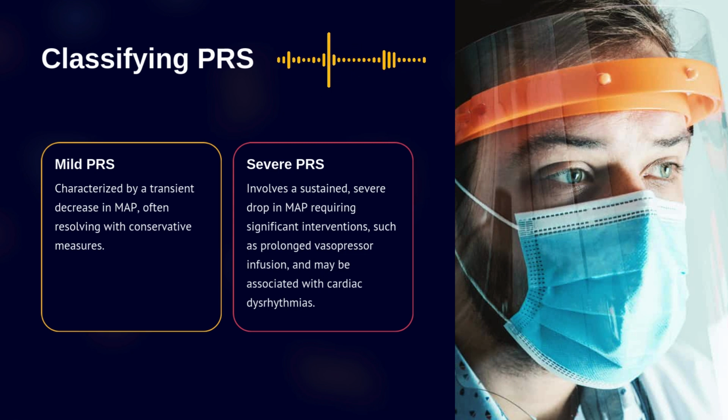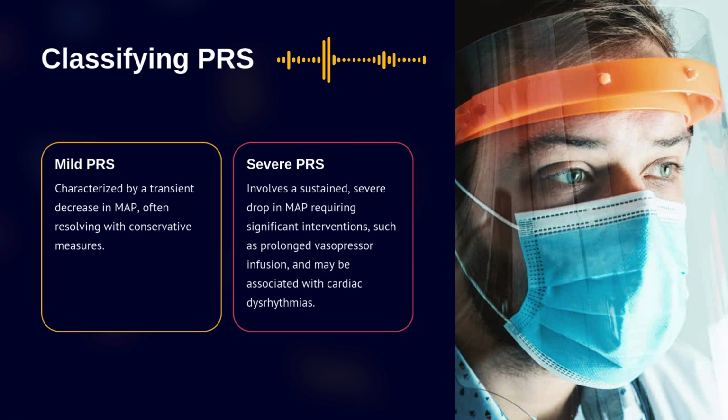Mild PRS involves a MAP reduction of less than 30%, lasting under 5 minutes. It's often accompanied by bradycardia, requiring calcium or epinephrine boluses for pressure support without needing a continuous vasopressor infusion. While severe PRS presents a more serious scenario. Precisely, severe PRS involves a sustained decrease in MAP exceeding 30%. It can be associated with asystole or other cardiac dysrhythmias requiring prolonged vasopressor infusion, potentially with fibrinolysis. We're talking about a situation that demands immediate and decisive action.